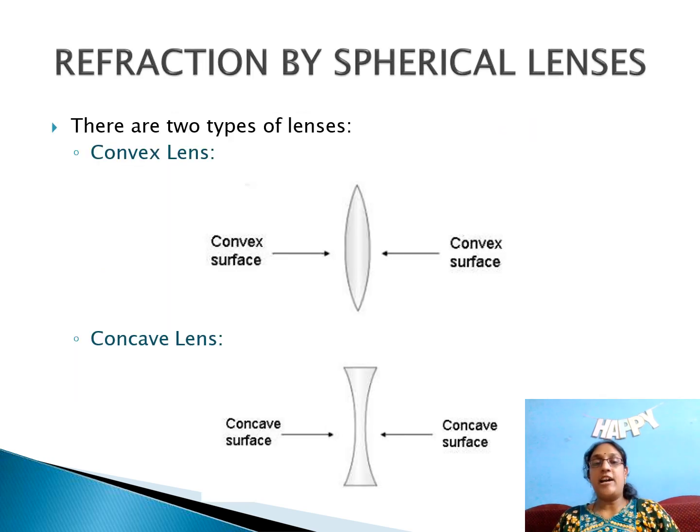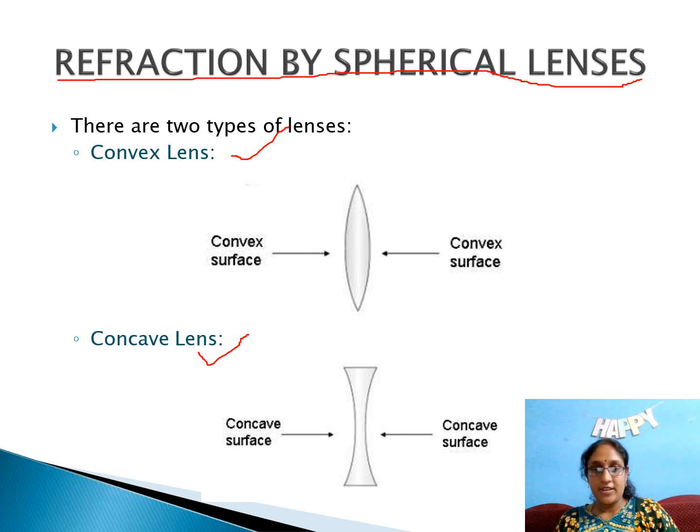Next is refraction. Just now we saw the reflection by mirrors. Now we are turning to refraction by spherical lenses. There are two types of lens: one is your convex lens, the other one will be your concave lens.